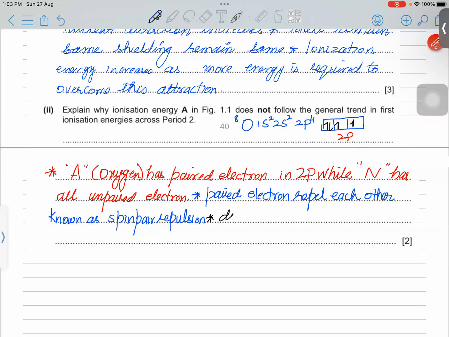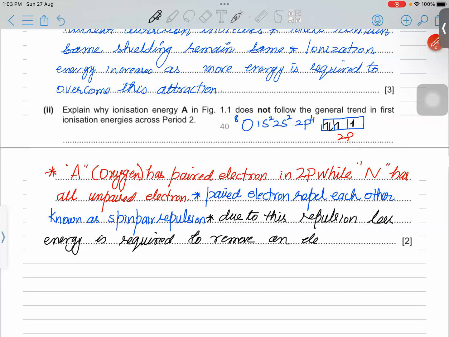Third point: due to this repulsion, less energy is required to remove an electron. So this is all about the second part.